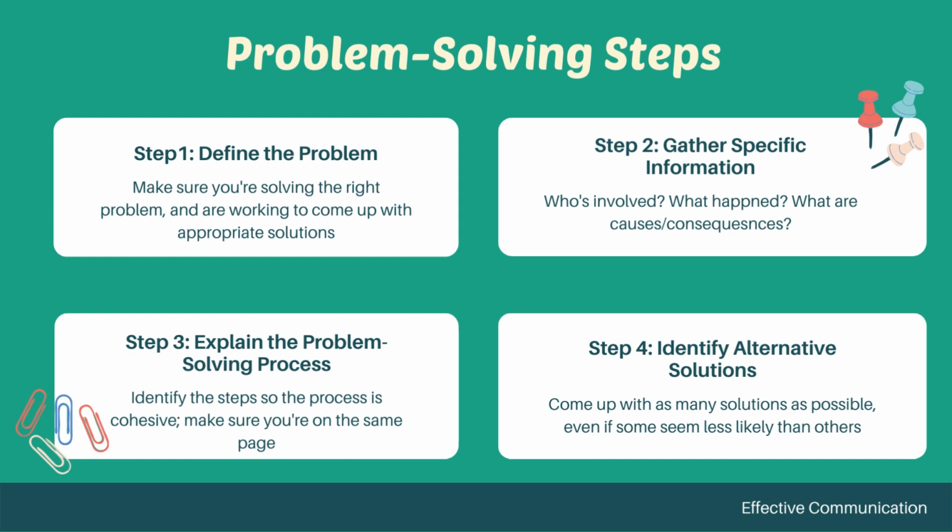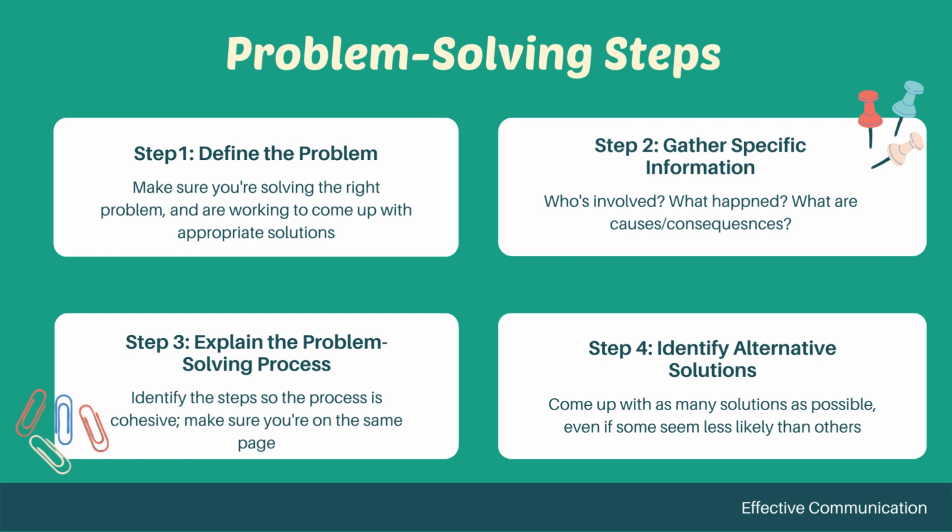Then step 2, you're going to gather specific information. So who's involved, what happened, and what are the causes or consequences of this problem? Basically, how did it come to be? The next step is you're going to explain the process. So making sure everyone's on the same page and you understand what's going to go on from here, how you're going to move along and solve the problem.